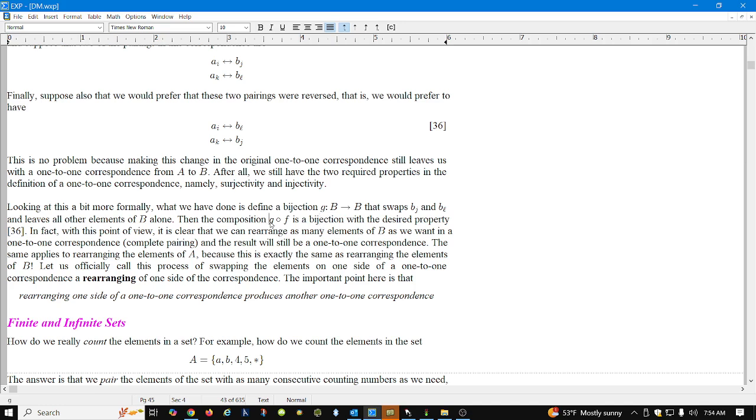Now, taking this more formal point of view, it's clear that G could be a more complicated bijection than just swapping two elements. Any bijection will work. You can apply any bijection to the B side of a one-to-one correspondence and still have a one-to-one correspondence. Or you could apply it to the A side. That would be taking a composition in the reverse way here, where G was a bijection on A instead of B.